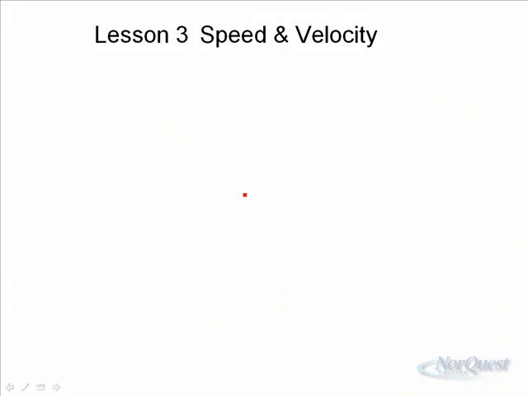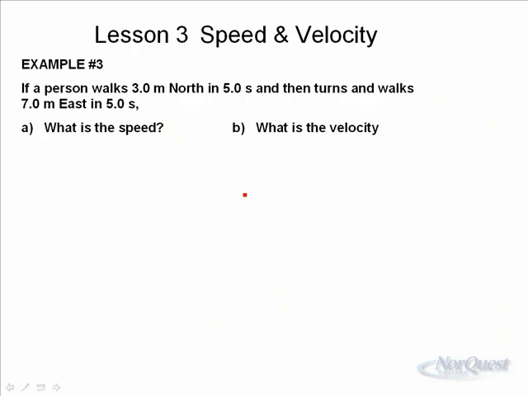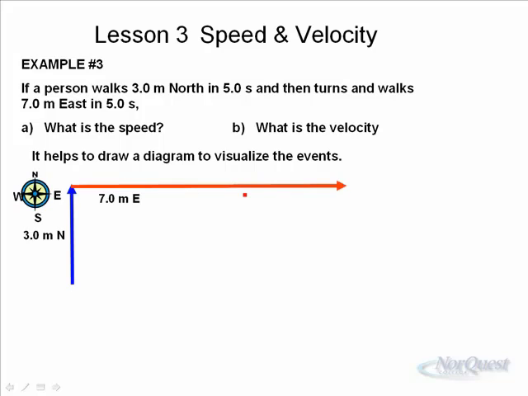Our third example is a little more complicated because it's not just east and west, but we have a two-dimensional type of motion here. A person walks, again, 3 meters north in 5 seconds, then turns and walks 7 meters east. So similar to the first two examples, but this time he first walks north, so let's draw a picture of that. 3 meters north, as you can see, north is to the top of the page, and then from the tip of the first vector we add the foot of the second vector, and so we have 3 meters north, 7 meters east.